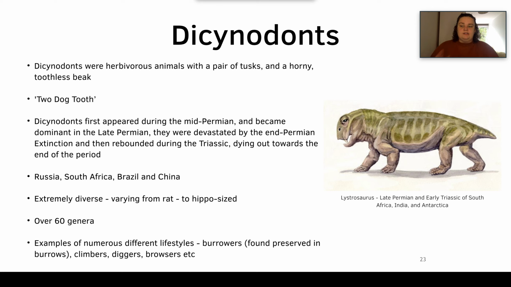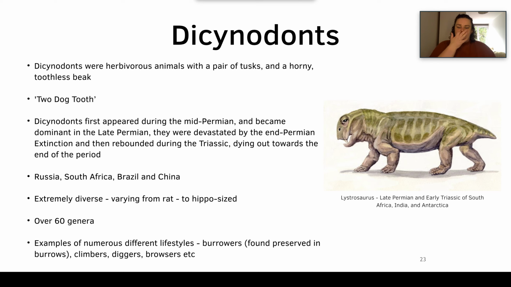So Dicynodonts, these are really important in terms of our evolution, and they were herbivorous animals with a pair of tusks and a horny toothless beak. So it had a beak, which is really weird within the mammalian clade, and this is known as the two-dog tooth. That's just what it means in Greek or Latin. Greek, I think it is.